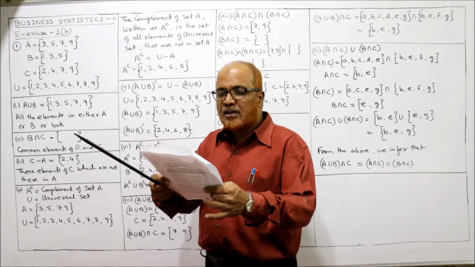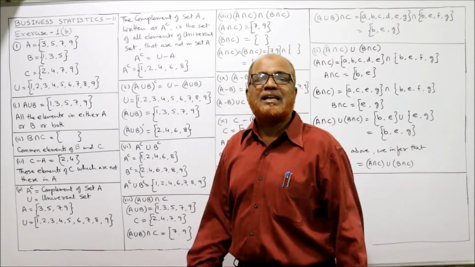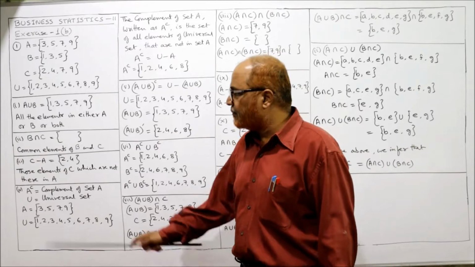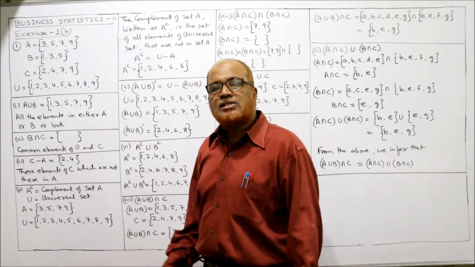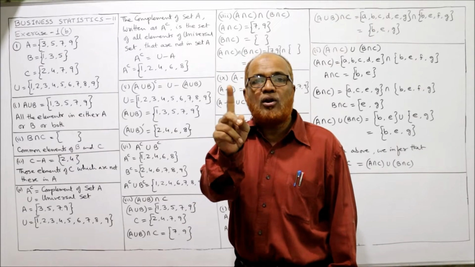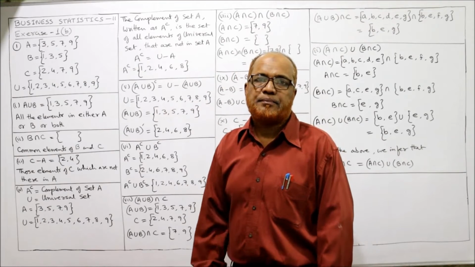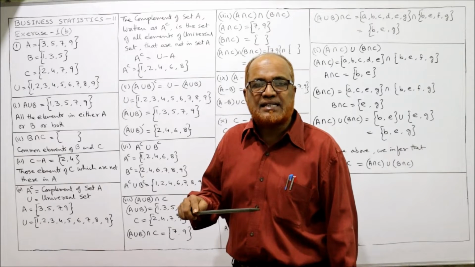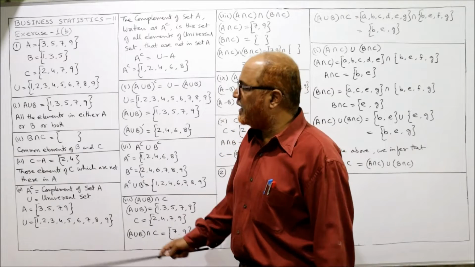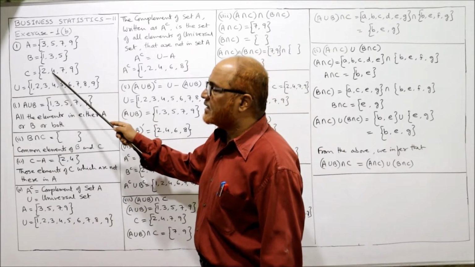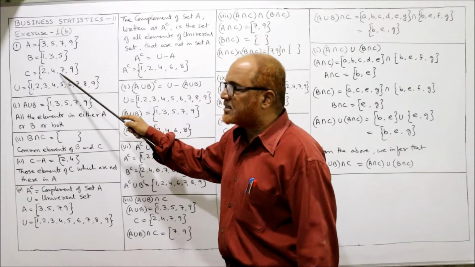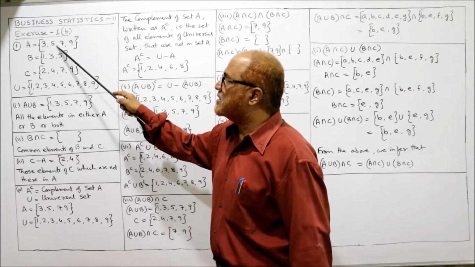Now third bit. Number 3, it is asking C minus A. C minus A is the difference of 2 sets. C minus A means all the elements of C set which are not there in A set. Now we compare C and A. C is this set. A is this set. Now see what are the elements in C set which are not there in A set.